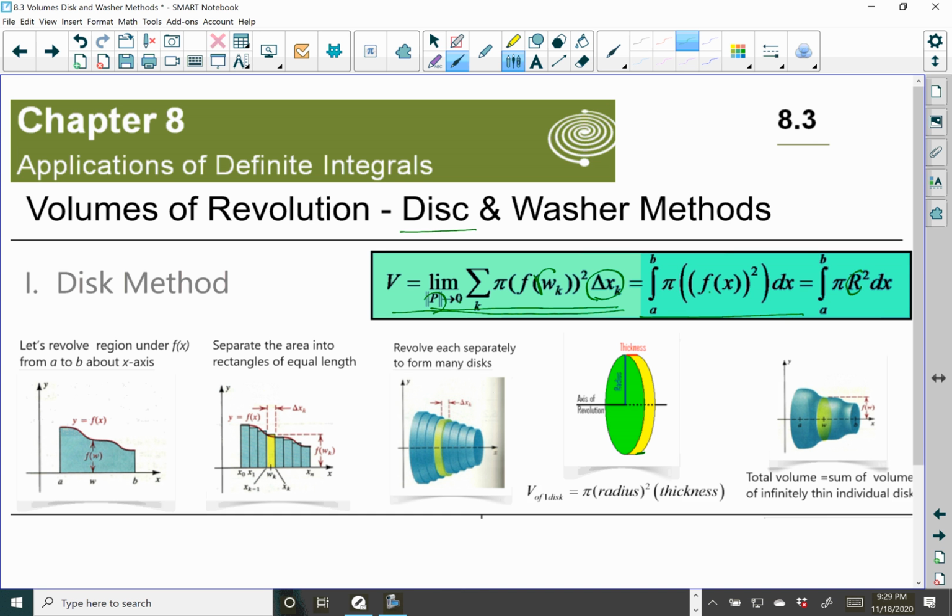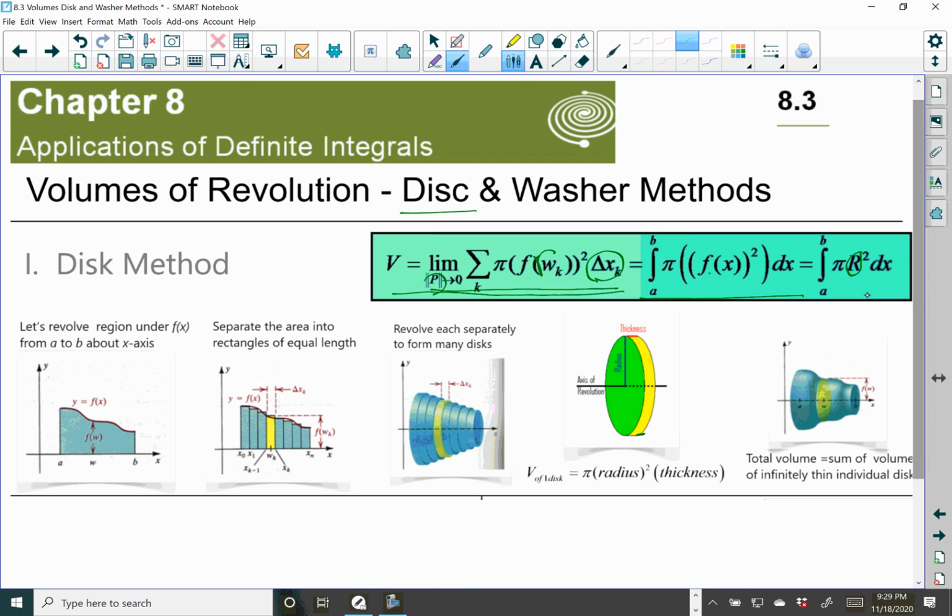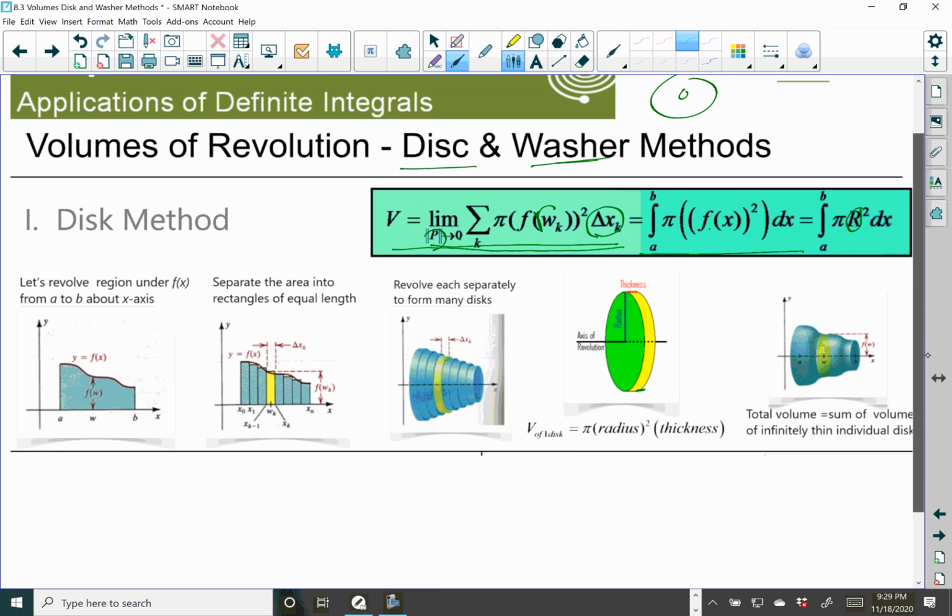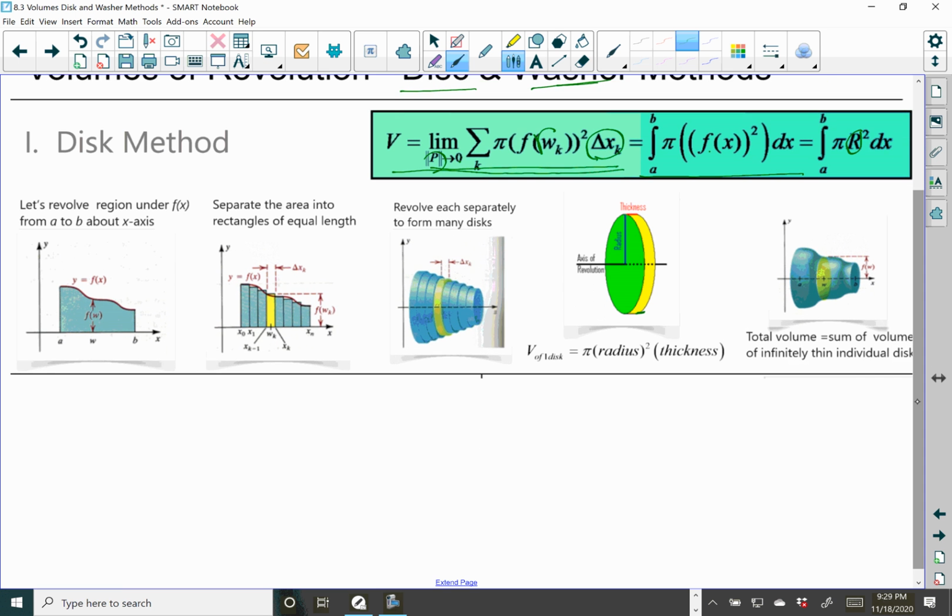And here's where we pick up that big R for outer radius. I'll use little r for washer. When we get to washer, we'll have a hole, and we'll talk about inside radius and outside radius. So big R, little r will come into play as well. That's the reason for the big R. Disk method, let's just evolve with this disk method.